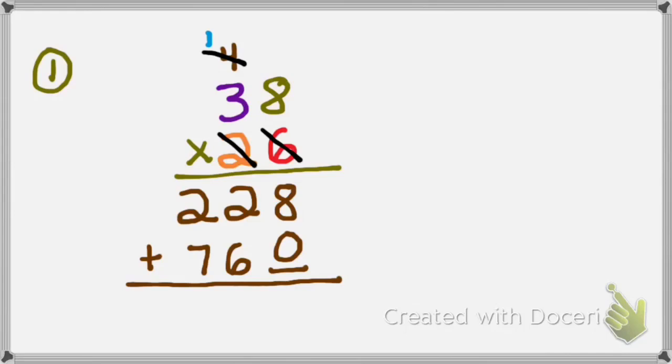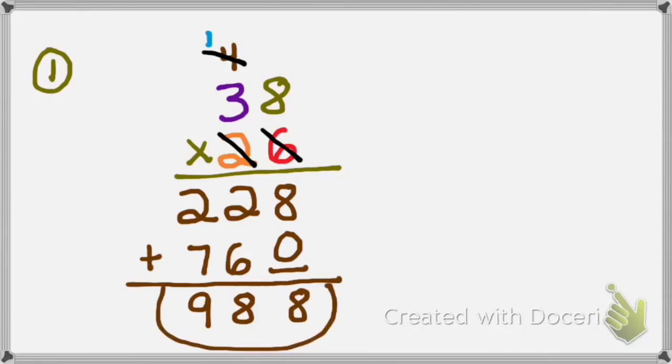Put a plus sign and an equal bar, and we go ahead and add 8 plus 0 equals 8, 6 plus 2 equals 8, and 7 plus 2 equals 9. So my final answer is 988.